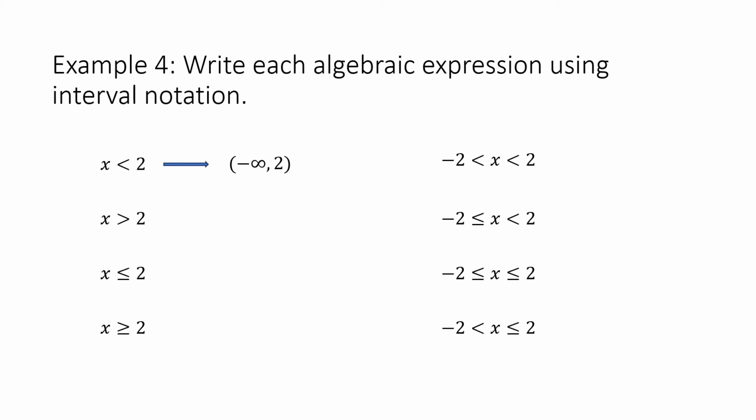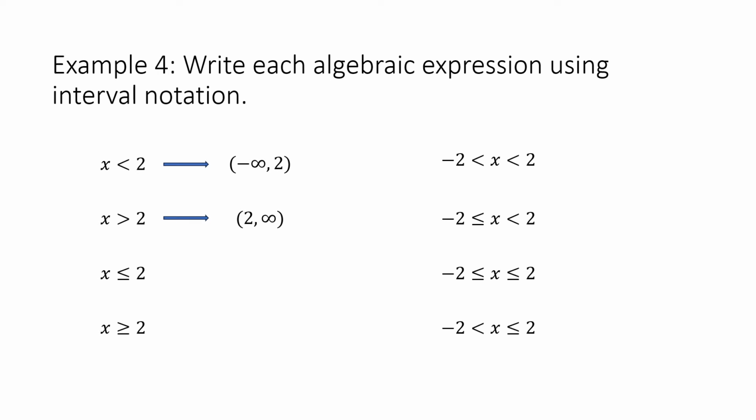The next is x is greater than 2. So this time x is going towards positive infinity. We're going to start with a parentheses at 2 since there's no line underneath the inequality, and then it goes all the way to infinity. Notice that with the negative infinity and with the positive infinity, we always will have parentheses no matter what.